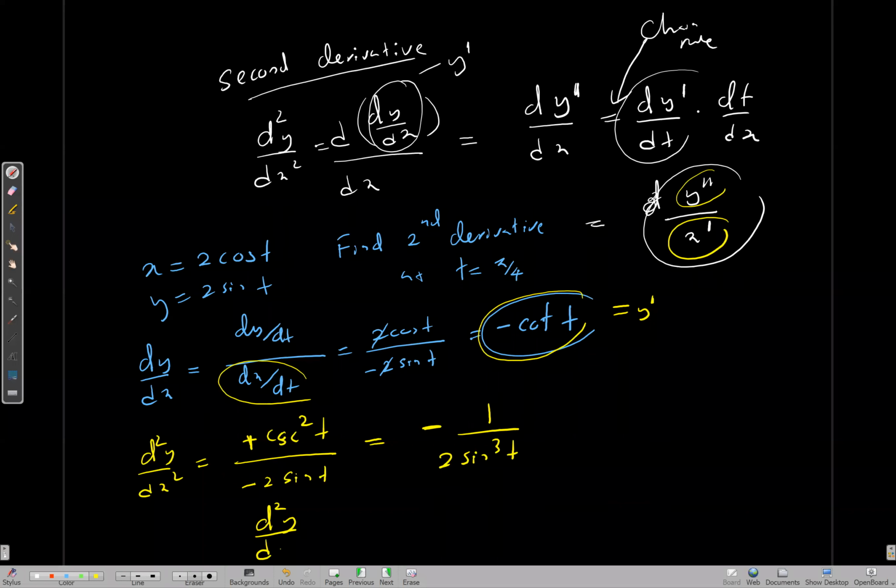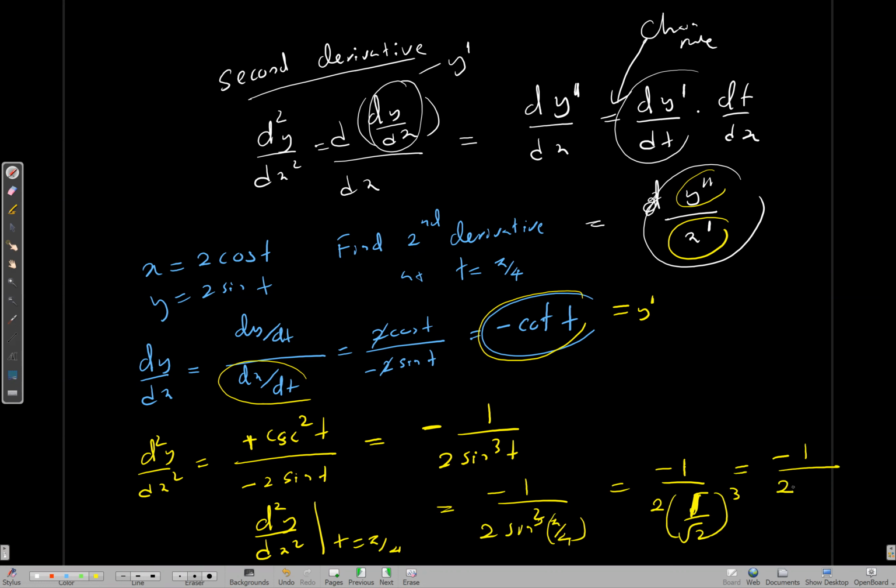But you have to find that at t equals pi by 4. So you just have to plug that value: 2 sine cubed pi by 4. We know sine pi by 4 is root 2 over 2, or 1 over root 2. When you simplify, you will get negative 1 over 2 times root 2 cubed on top. Root 2 squared is 2, that 2 will cancel. So negative root 2, that is the answer.